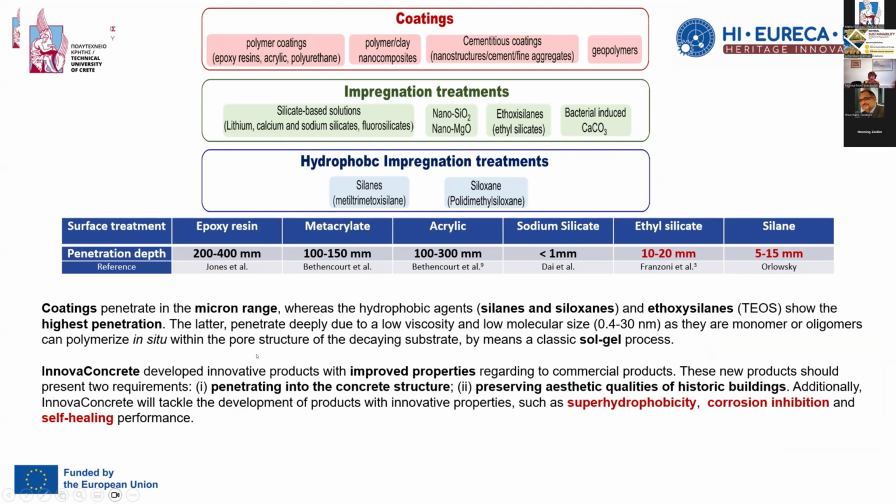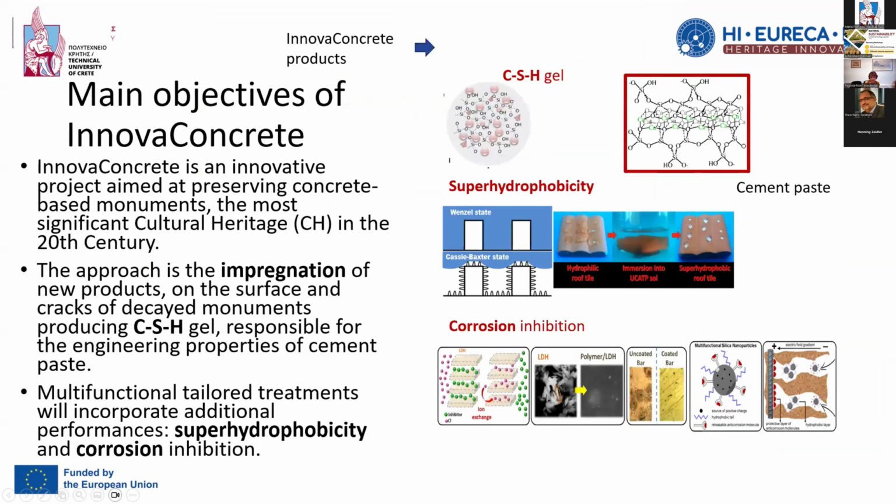What is the main problem with all these coatings that have been applied during different processes are the low penetration depths and in the efforts to approach the conservation of the historic concrete monuments and buildings, what is important is to propose coatings with a high penetration depth and coatings that could preserve the aesthetic qualities of the historic buildings, and not only that, but to have also some other multifunctional properties like superhydrophobicity, corrosion inhibition, and, if it is possible, even the self-healing performance.